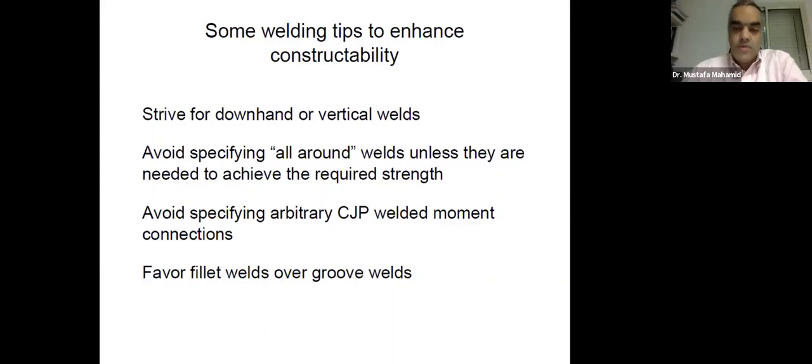That's why when we talked before, provide the forces, provide the moment at the moment connections, and if you are designing the connection for a structural engineer, ask for the moments. And favor fillet welds over groove welds. It's cheaper and it's easier.